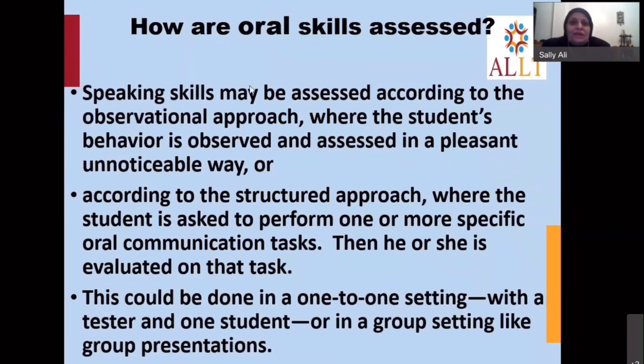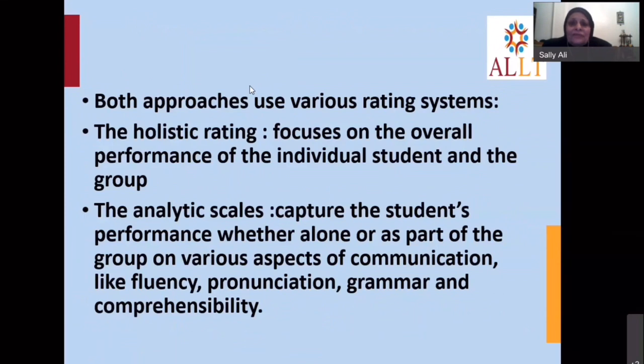Now, speaking can be assessed in a variety of ways. First, we look at the observational approach, where the student's behavior is observed and assessed in a very pleasant, unnoticeable way, or the structured approach, where the students are asked to perform one or more specific oral communication tasks, and then they're assessed on them. Let's take a look at the next slide. Both approaches actually use various rating systems. For example, we have the holistic rating, which is an overall rating, or the analytical scales, which capture certain areas like pronunciation, fluency, grammar, etc.